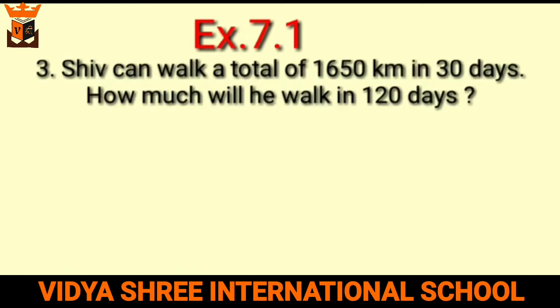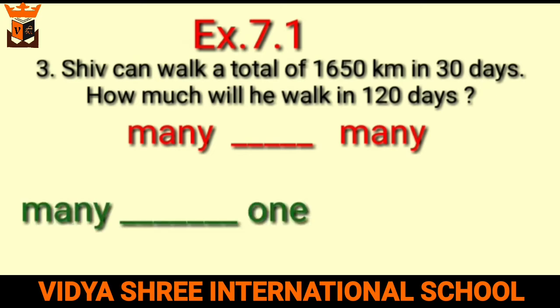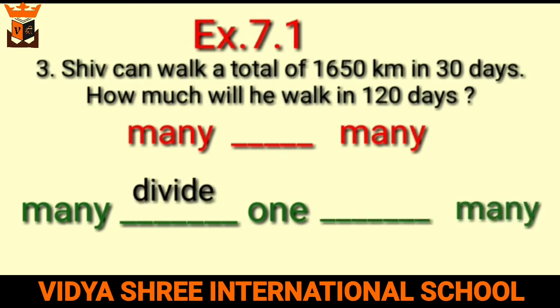Question number 3 is, Shiv can walk a total of 1650 km in 30 days. How much will he walk in 120 days? So in this question, it is given for many and we have to find for many. So what we have to do first of all, we have to find for the 1 day. So we will divide, and for finding for many days, then we will multiply. So let us see how to solve it.